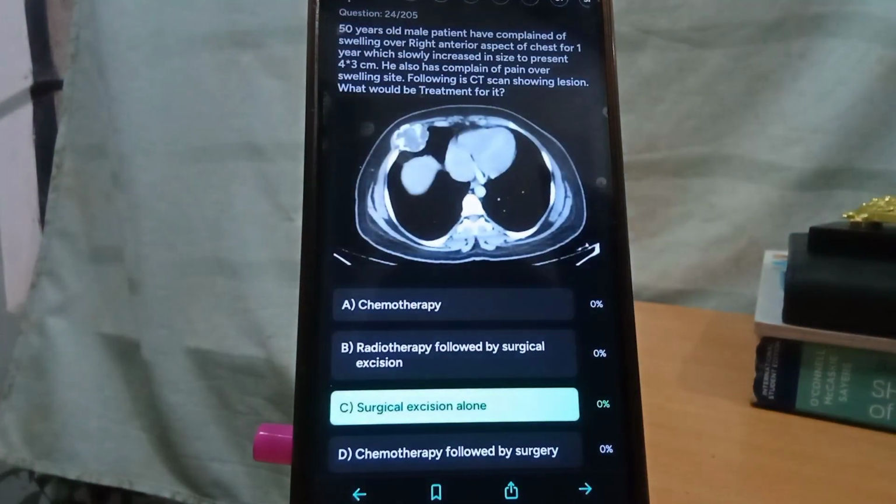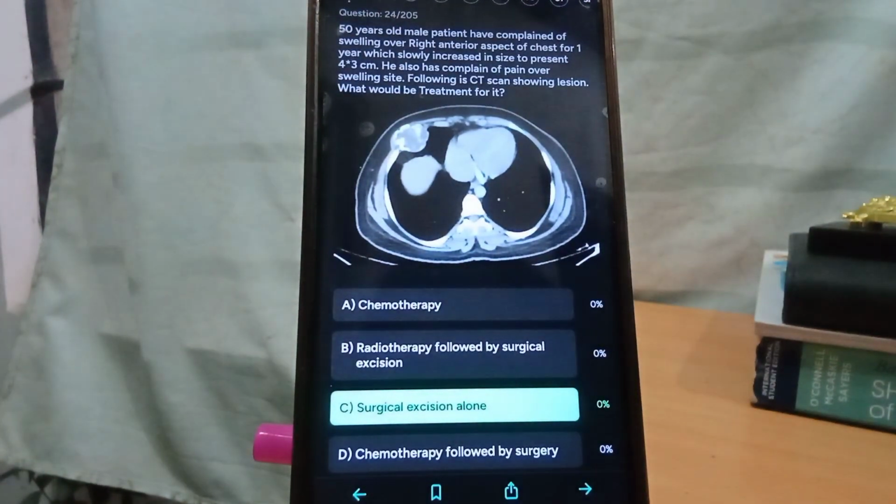Next is a 50-year-old male patient who has complaints of swelling over the right anterior aspect of the chest for 1 year, which slowly increased in size to present 4 into 3 cm. He also has complaints of pain over the swelling site. The following CT shows the lesion. What will be the treatment?